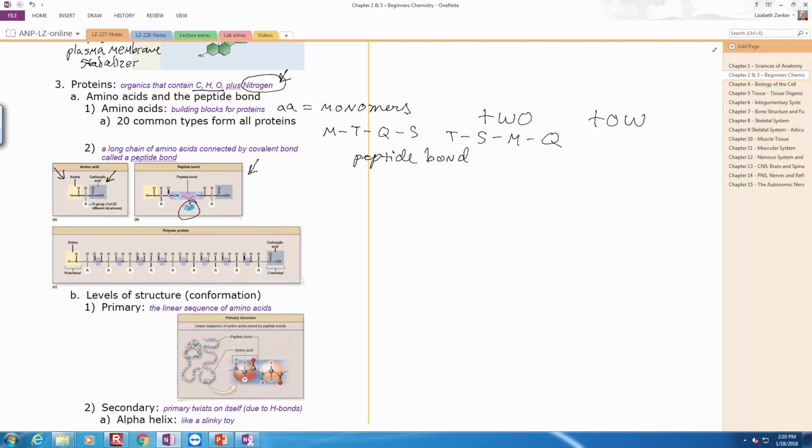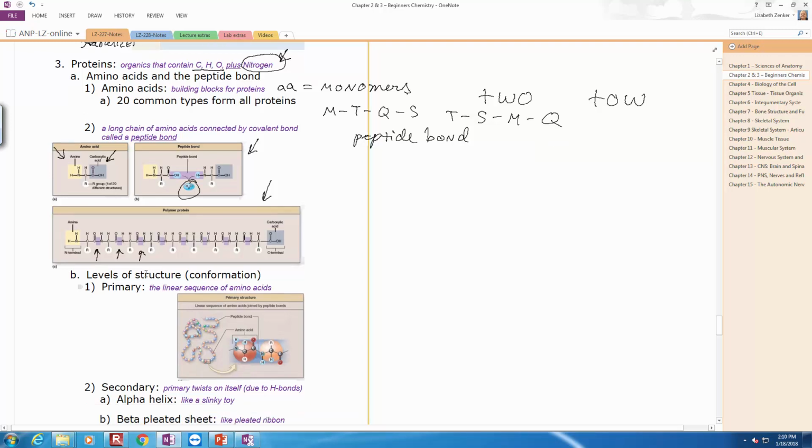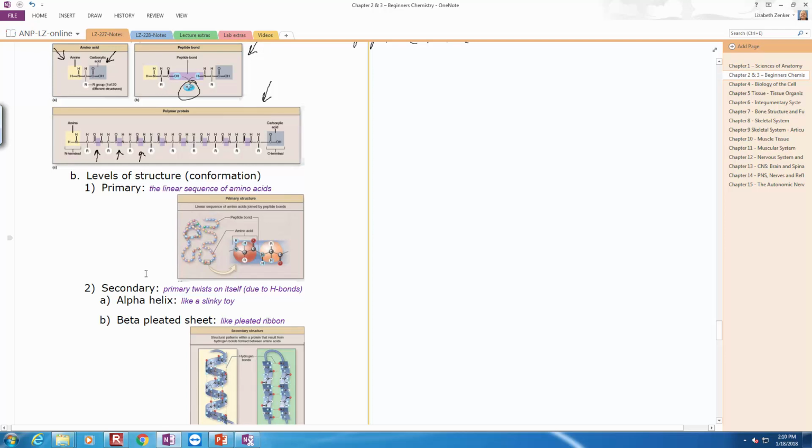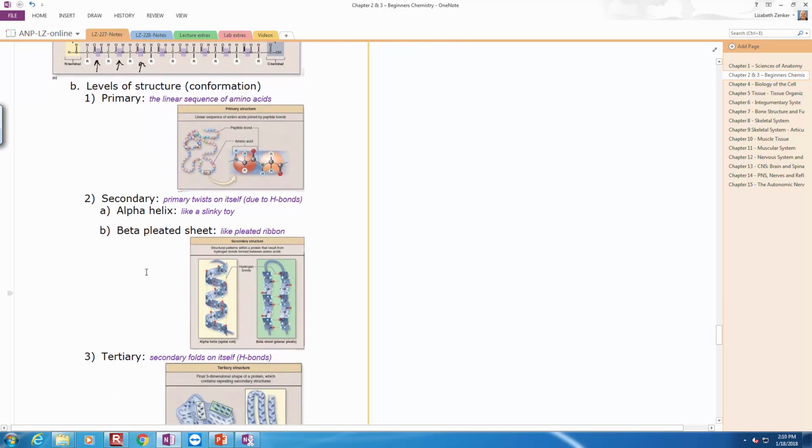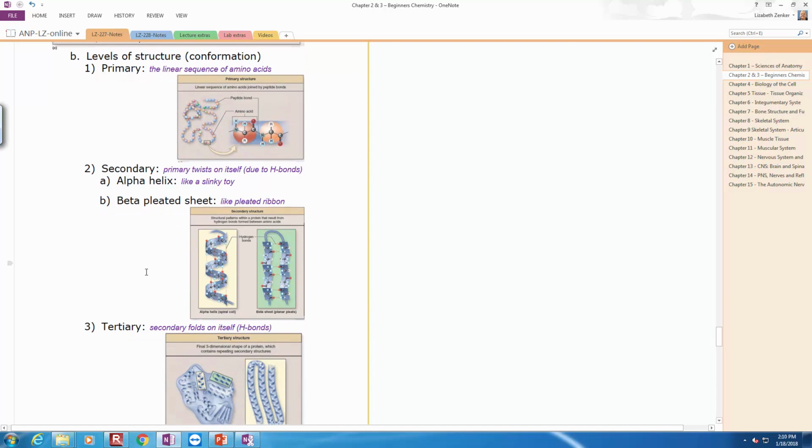And let's see, if you look at this picture here where we've linked a whole bunch of them together, the little purple boxes in here are showing you all the peptide bonds that form to link it together. Your protein is usually hundreds or more amino acids linked together to create one protein. So it's tons of them together. And there are levels of conformation or structure to a protein. And you just have to memorize that there are 4 of them: primary, secondary, tertiary, and quaternary.